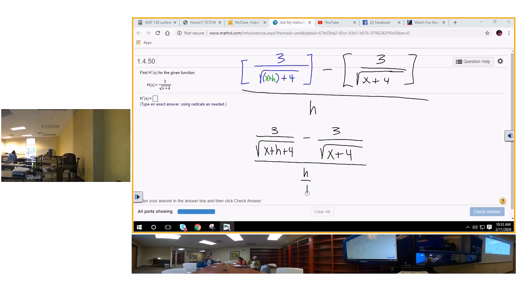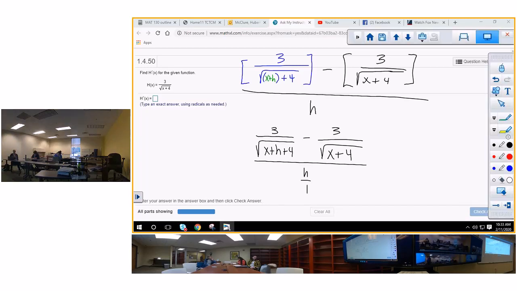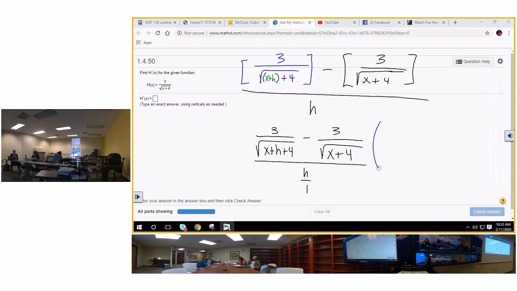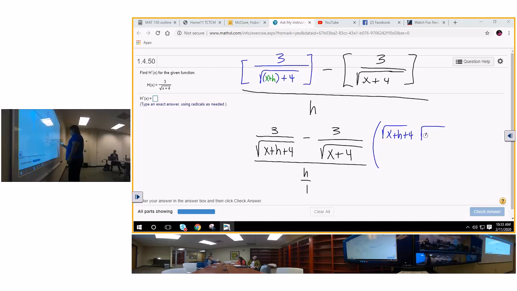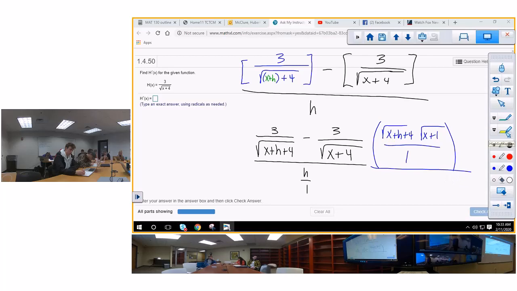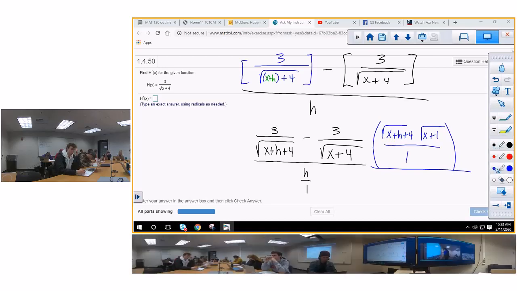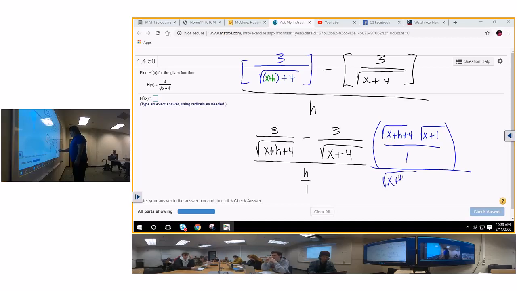So I'm going to take my handy dandy blue marker and I'm going to multiply by the square root of x plus h plus 4 times the square root of x plus 4 over 1 over the square root of x plus h plus 4 times the square root of x plus 4 over 1. Now go ahead and crank that out.